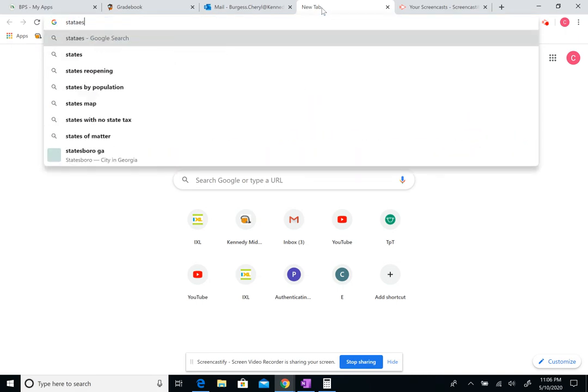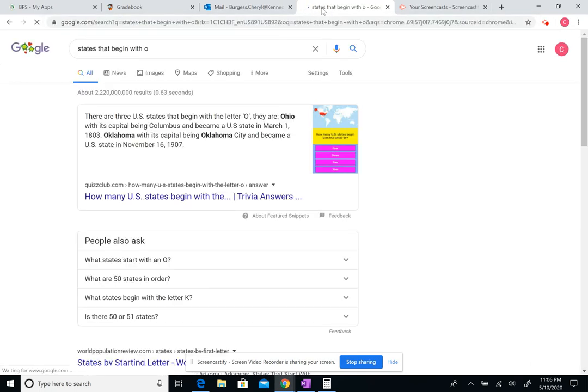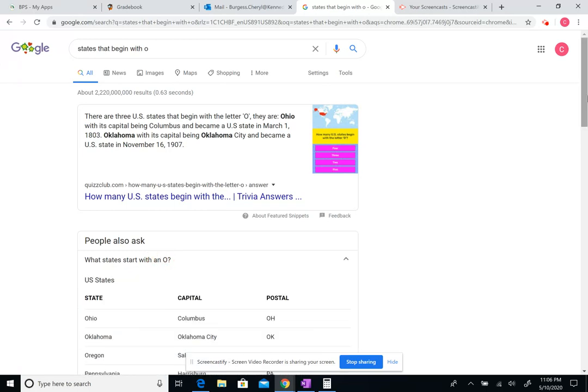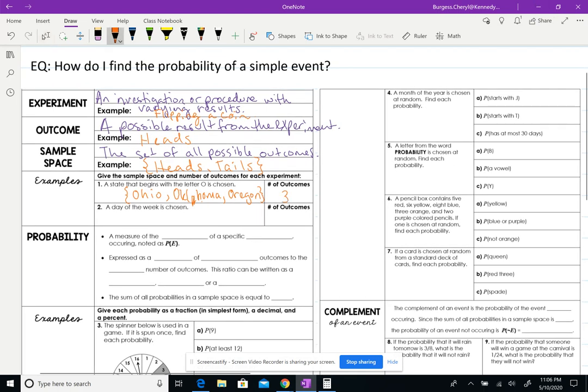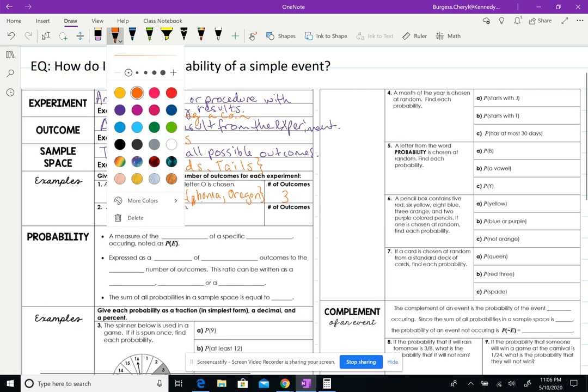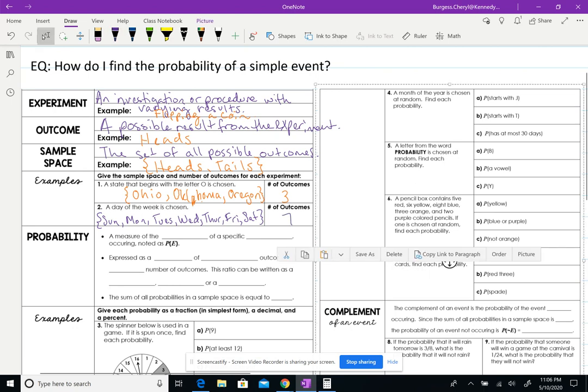States that begin with O: Ohio, Oklahoma, Oregon. Okay, I got them. So that's three outcomes. Next, a day of the week is chosen. Let's write down the days of the week: Sunday, Monday, Tuesday, Wednesday, Thursday, Friday, and Saturday. So the number of outcomes is 7.